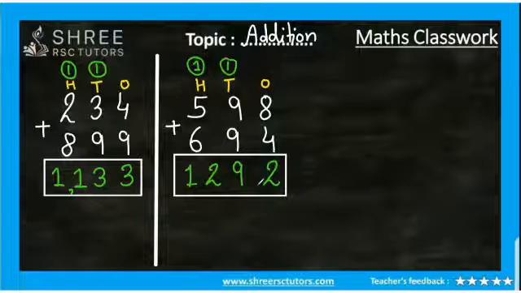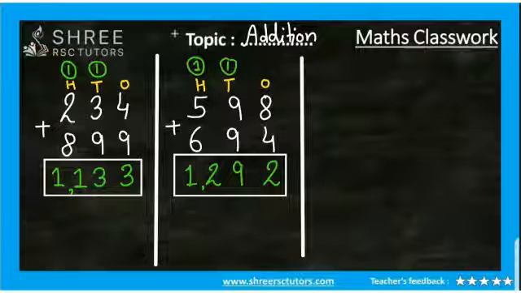So if we read our answer, what is going to be our answer? Our answer is 1292. Come on, repeat with me. 1292. Very good job. Now let's do the next question. So what is our next question?